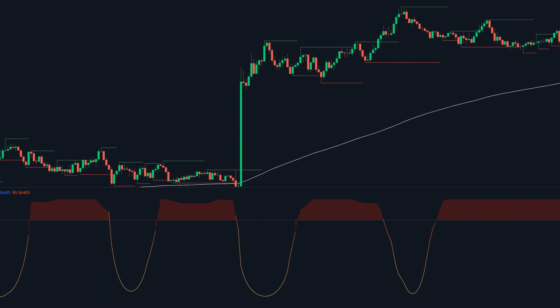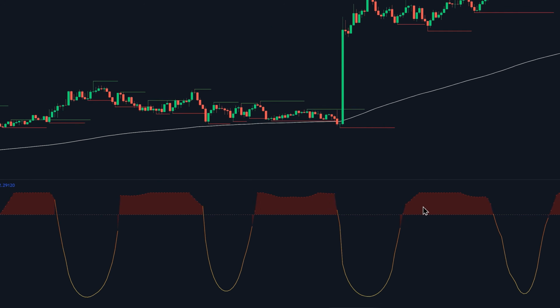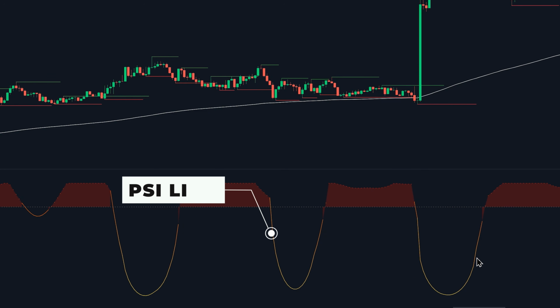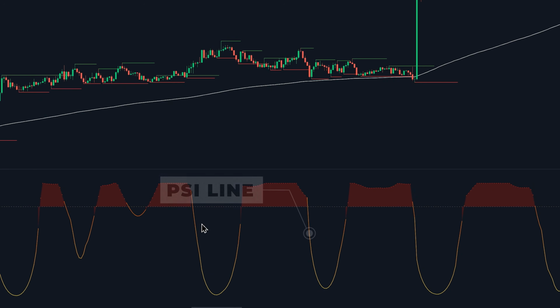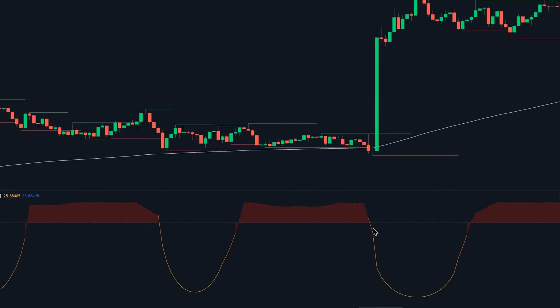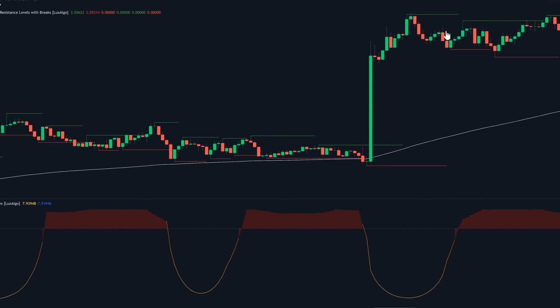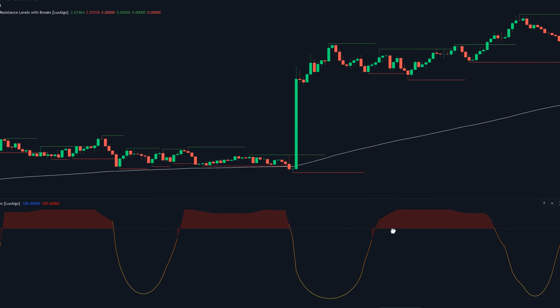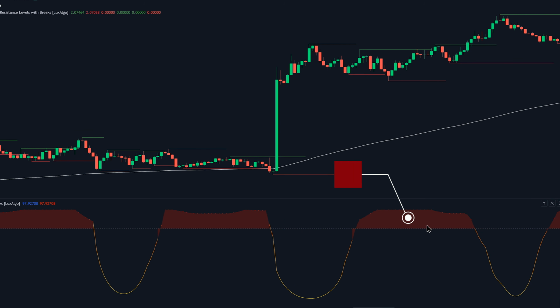Now, this indicator is made up of very few components. This orange line traversing the indicator window is known as the PSI line, and it's used to track the momentum of the market. Whenever the PSI line is under the 80 level, basically under this dotted horizontal line, that indicates that the market is trending with high volatility. Conversely, as soon as the PSI line goes above the 80 level, a red level like this is going to be printed. This level is known as the squeeze level.